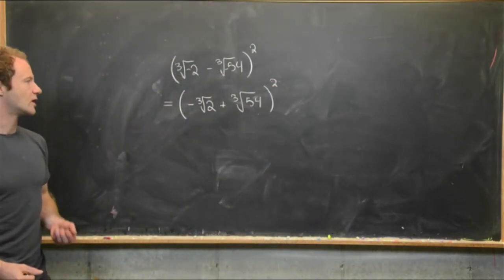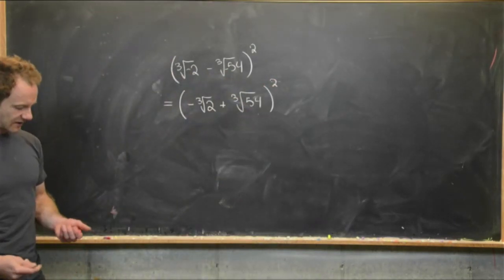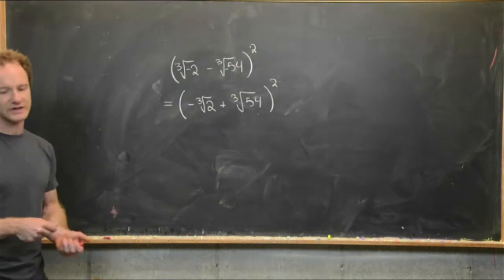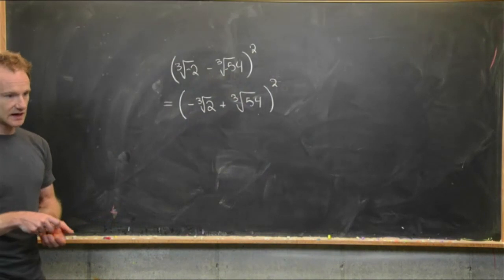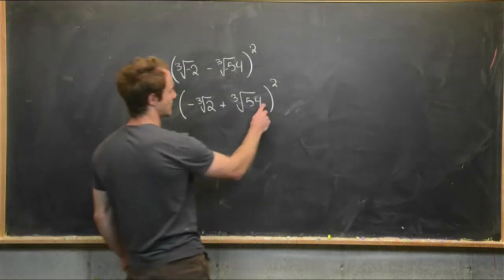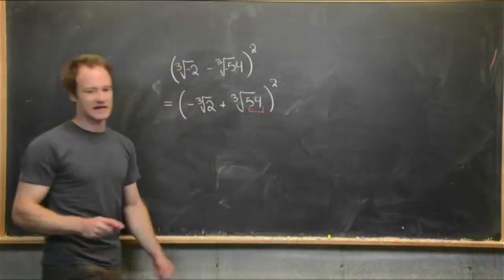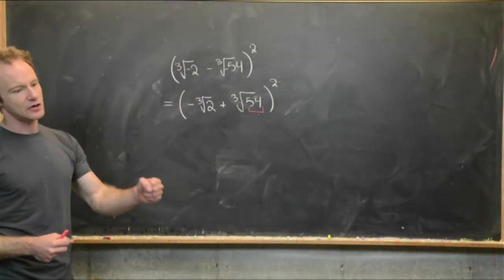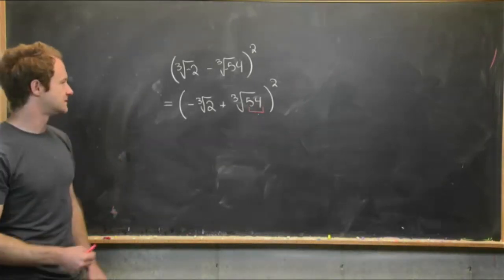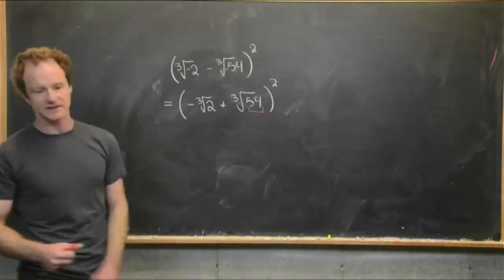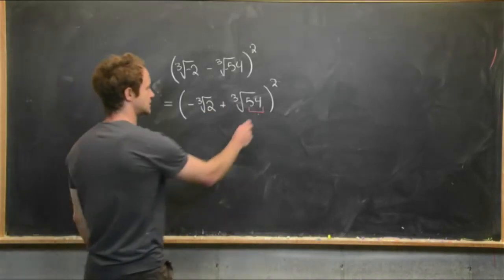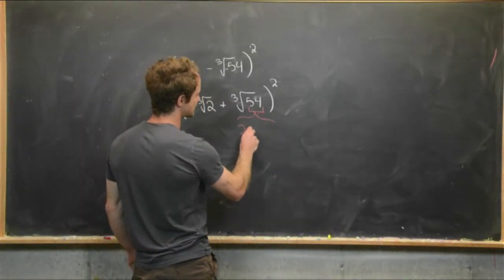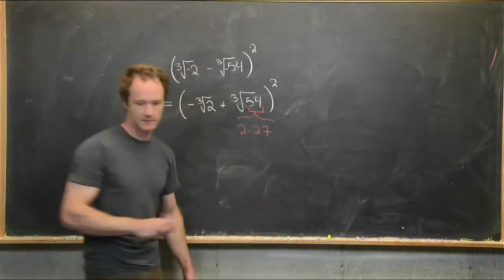And now you want to look at this and think that either you can't simplify it anymore or there must be a trick. And the fact is there's a trick, and that's because we can take 54 and write it as something cubed times something else. The motivation for doing that is because it's inside of a cube root. So if we take this 54, we can write it as 2 times 27.